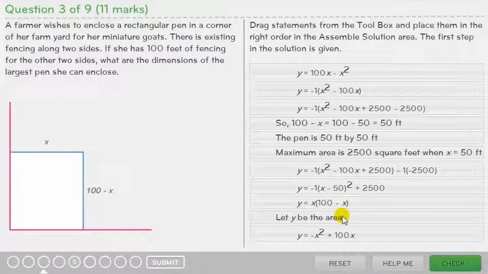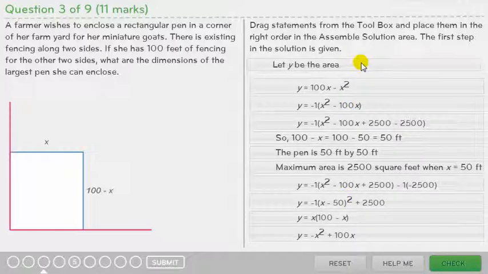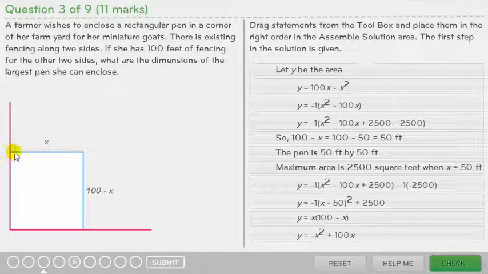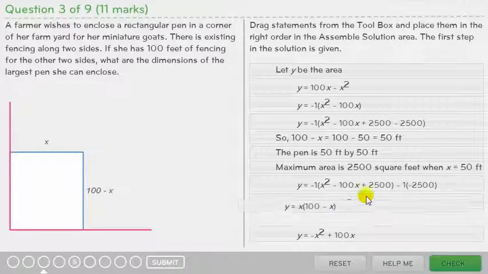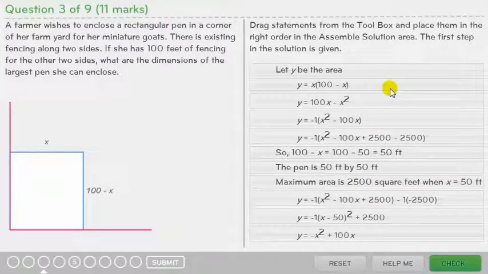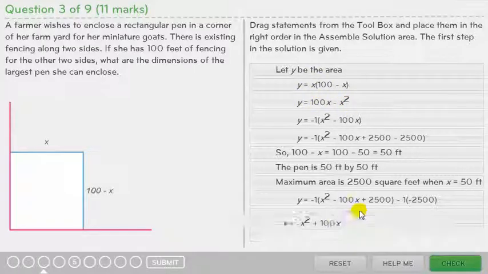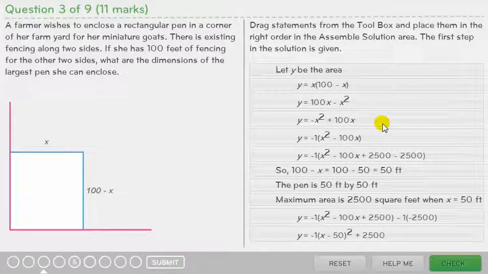So we'll define our area by letting y be the area. Next, because we know the two dimensions of a rectangular plot, we know that the area will be x all multiplied by 100 minus x. From here, we will distribute the x and the 100 and the x with the negative x, which gives us the next tile. It's already in the right order. 100x minus x squared. From here, we'll change the order so that we're in descending order of powers, like so. So now we have y is equal to negative x squared plus 100x.